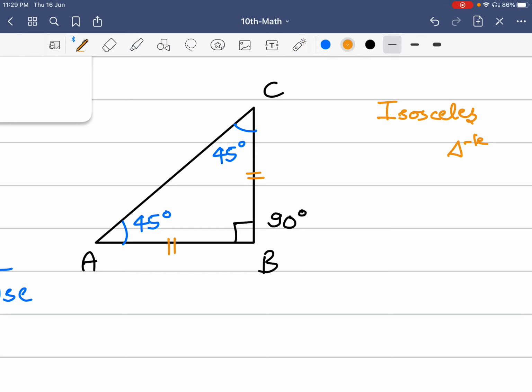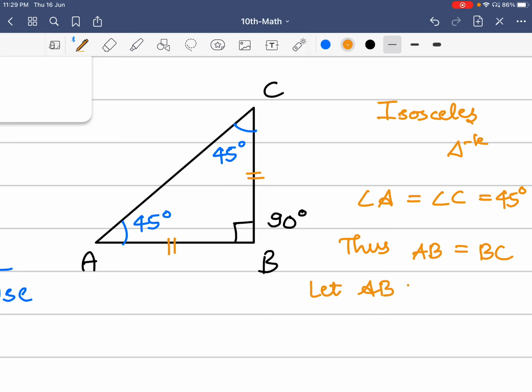So that is our first observation, and we have noted it down. I'm going to write here, angle A is equal to angle C is equal to 45 degree. Thus AB is equal to BC. This is the observation that we saw. Now I'm going to say let AB equal to BC be equal to P.